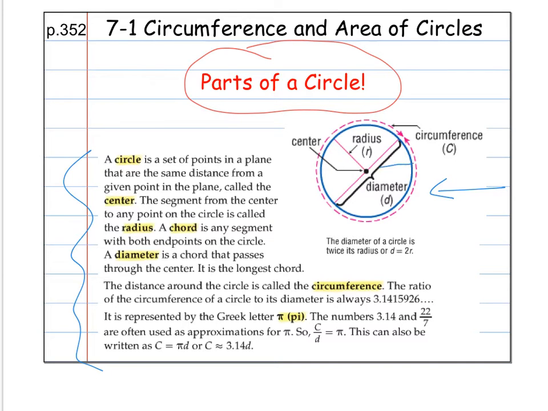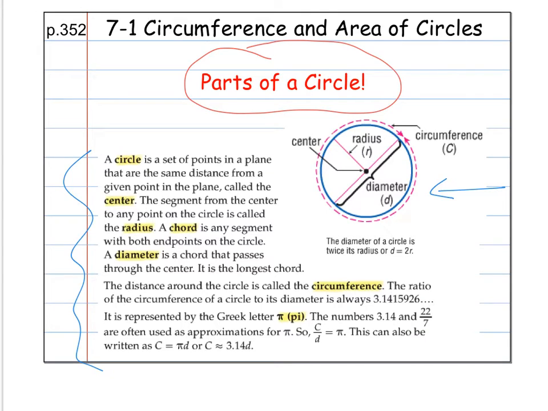So anywhere from the circle, here to here to here, anywhere I were to go would be the same distance from the outside to the inside of the circle. Okay, and that would be the center. The segment from the center to any point is called the radius. So all those lines I just drew are called a radius, from the center to the outside. A chord is any line segment with both endpoints on the circle.